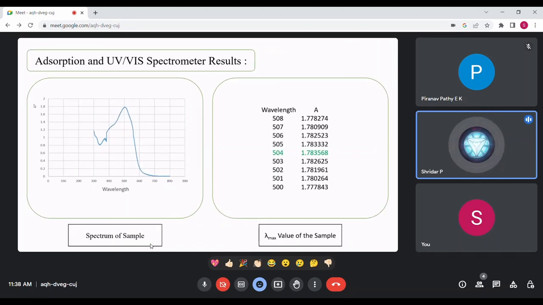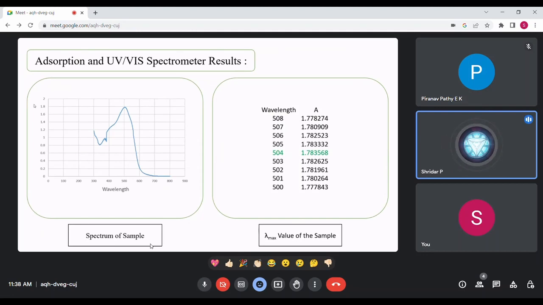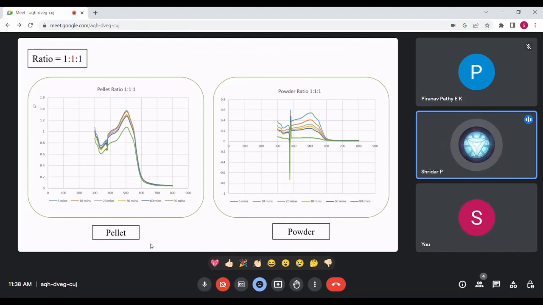As we collected the sample from the industry, we hadn't determined its color. So by UV spectrometer, we determined the wavelength. We obtained the maximum value at 504. 504 is the range of Allura red, and it is the color of our sample. With this, we tested the water sample with powder and pellets with each ratio.